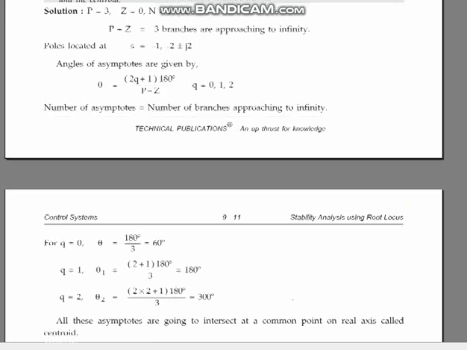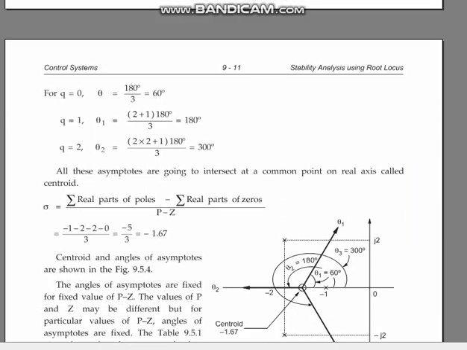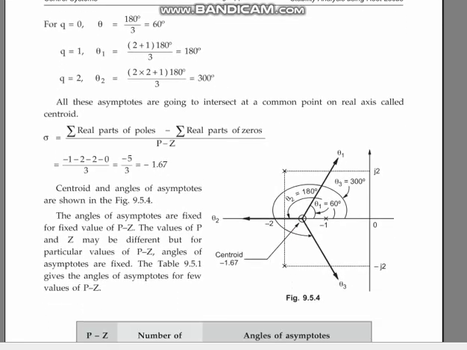So just write those real parts here: minus 1 minus 2 minus 2, minus the summation of real parts of zeros. In this example there are no zeros, so just substitute it as 0, divided by 3. You will get minus 5 divided by 3, so you will get minus 1.67. So that is the centroid. Now we have to plot like this.